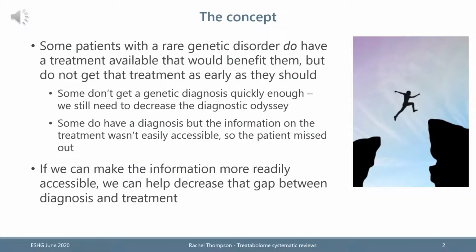So what's the concept behind our systematic reviews, and why might you want to do one for the diseases that you specialize in? Well, we know that there are still very few therapies that address the underlying cause of a genetic disorder, but there are actually quite a number of rare diseases that do benefit from some kind of treatment, whether that be a drug treatment or a dietary intervention or even a medical device like a pacemaker.